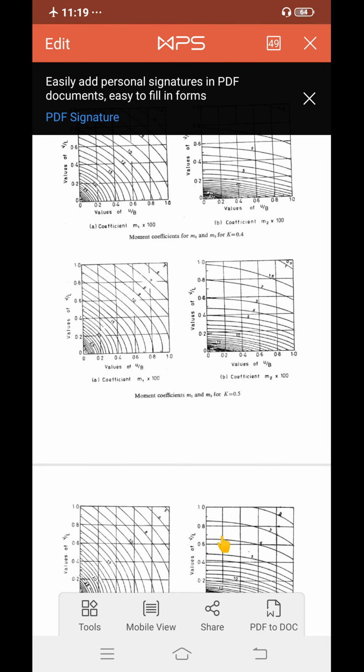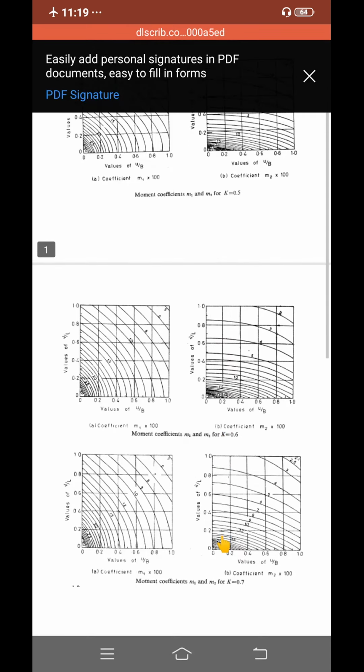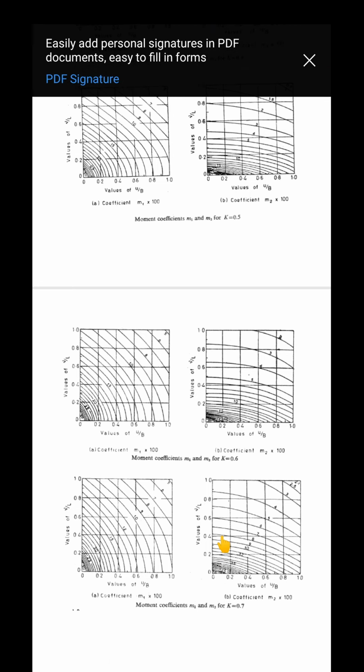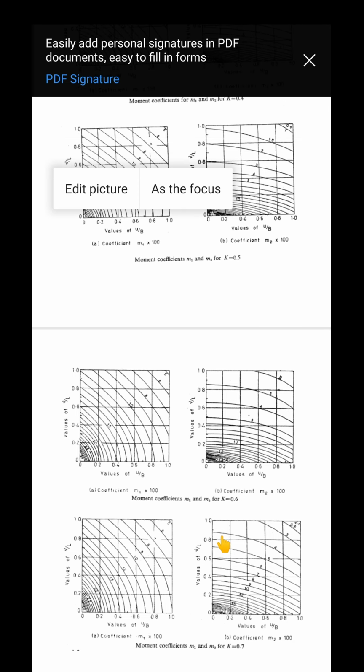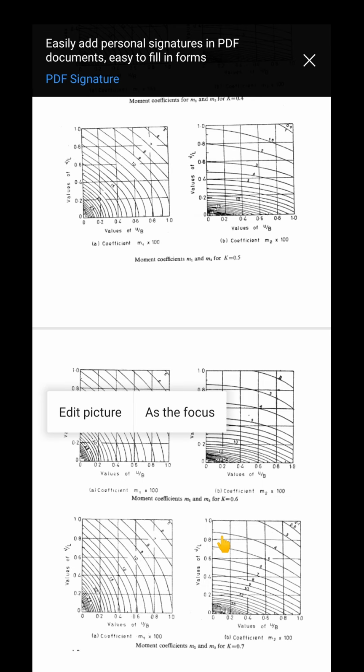What are the values we have? K equal to 0.55 we got from B by L, and U by B and V by L we consider as 1. Here K equal to 0.5 is there, K equal to 0.6 is there, so the value of K is in between these values. First we consider K equal to 0.5 and then K equal to 0.6. We need to calculate the values of M1 for each, and then we will have to interpolate for K equal to 0.55.